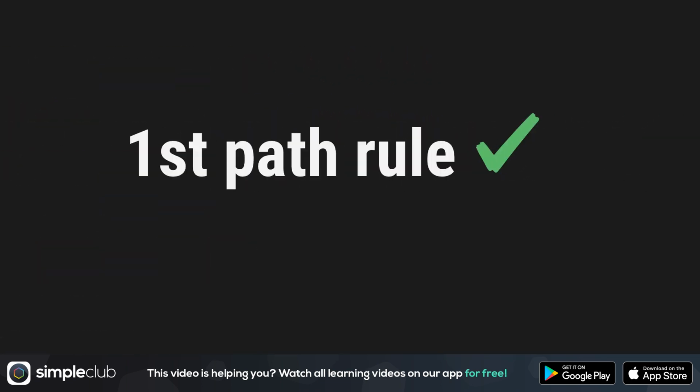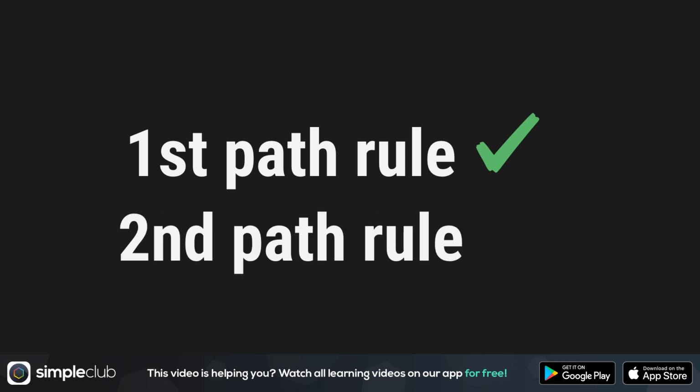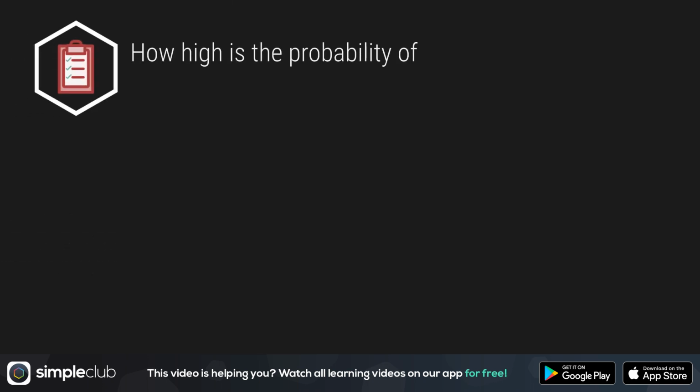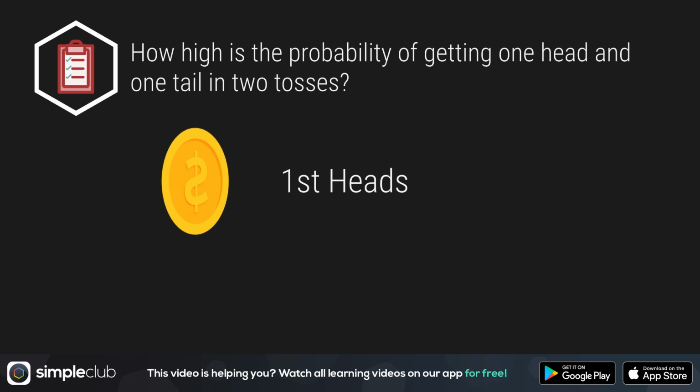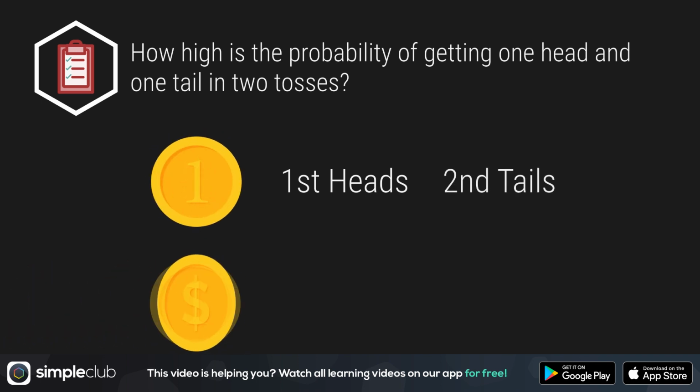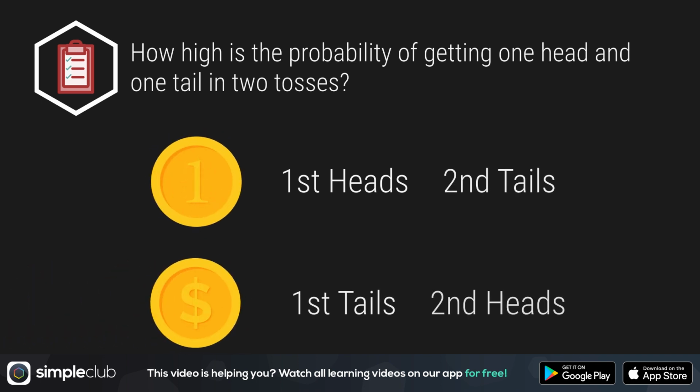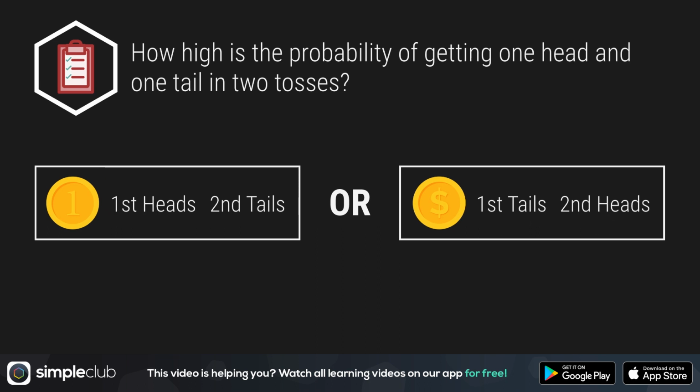Where there is a first path rule, there will also be a second. We ask ourselves the question, how high is the probability of getting 1 head and 1 tail each in 2 tosses? So here we have 2 distinct possibilities. We can get heads first and then tails, or tails first and then heads. An important hint to help you with the sum rule: if you can connect the probabilities with an OR, we apply the second path rule.